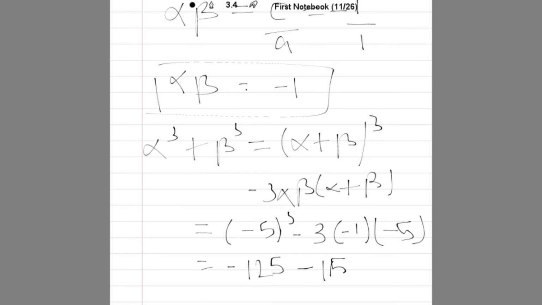Now we can just subtract or add it because minus will add that and we will get a minus sign out, right? So we are going to add that and we get the value as -40. So we got the value of alpha cube plus beta cube is equal to -140. So this is how we get the values of alpha cube plus beta cube, and in a similar way we can get the value of alpha square plus beta square by using the different identities which we learned previously.